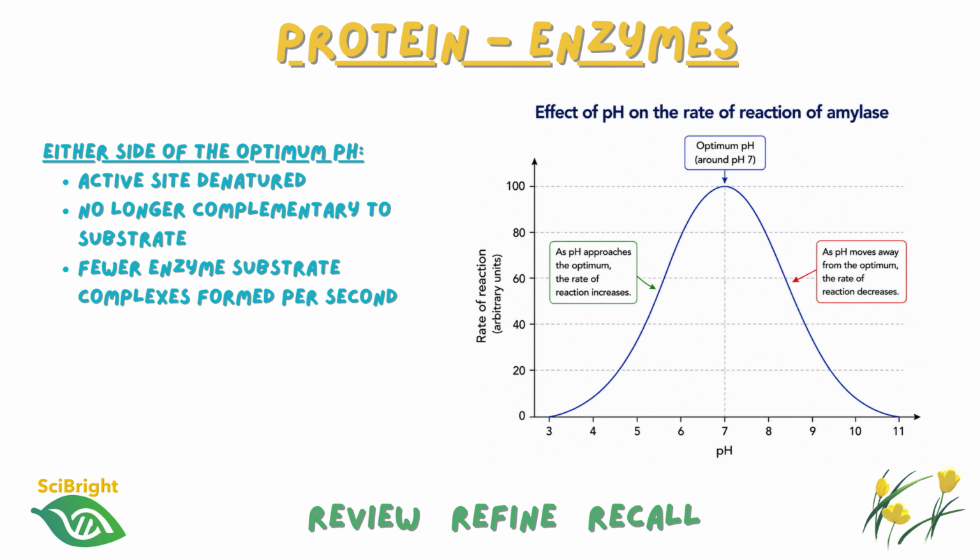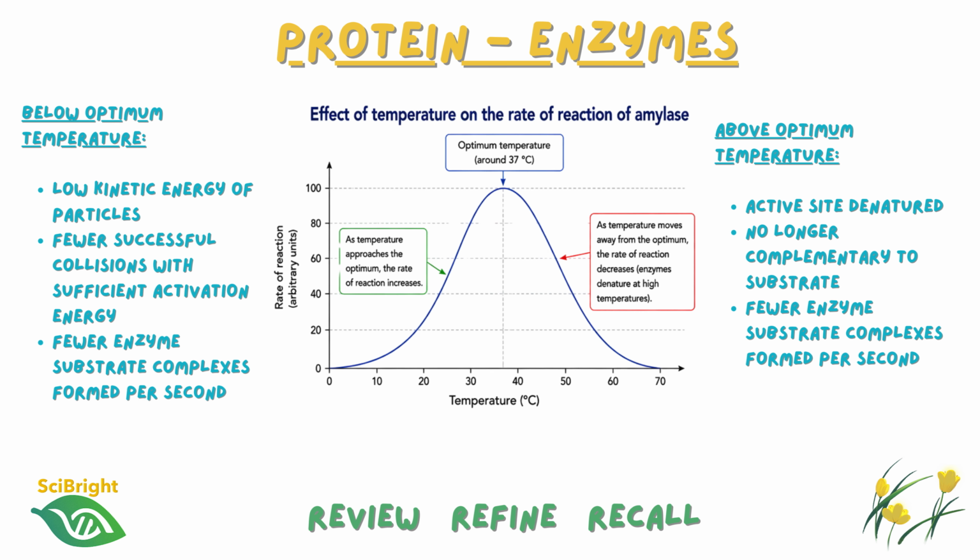So let's do some recap. Either side of the optimum pH, the enzyme's active site starts to denature. So it's no longer complementary to the substrate, meaning there are fewer successful collisions per second between the enzyme and the substrate. And this means fewer enzyme substrate complexes formed per second. And when we look at how enzymes are affected by temperature, at low temperatures, particles have low kinetic energy. So there are fewer successful collisions with sufficient activation energy, so fewer enzyme substrate complexes form per second. At the optimum temperature, the frequency of successful collisions and enzyme substrate complexes formed is highest. At higher than the optimum temperature, the enzyme's active site starts to denature, so there is a lower frequency of enzyme substrate complexes formed.